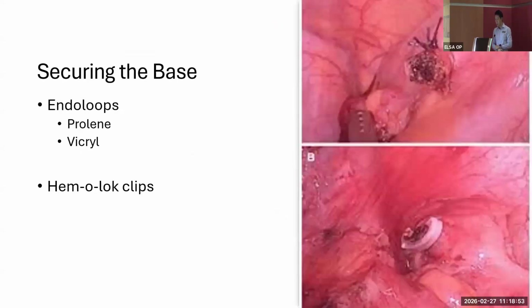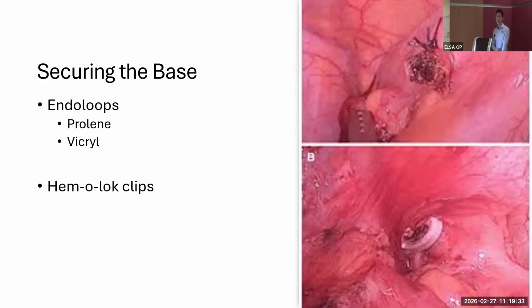Now, securing the base can be done in two main ways. One of them is to put in endoloops. Like in this photo over here, they can either be Prolene endoloops or they can be Vicryl. Both are fine. Vicryl ones tend to be a bit cheaper. They are much easier to control because they are braided, but sometimes if it's wet, it gets a bit sticky and it's a bit messy. I like to use the Prolene endoloops because they go over easily, they slide nicely. It's really your preference.